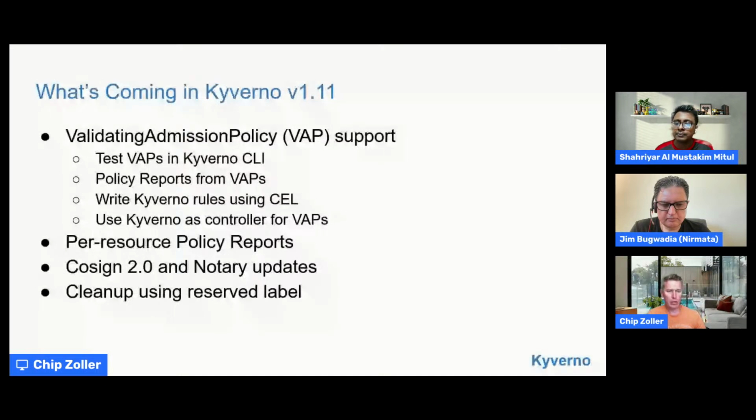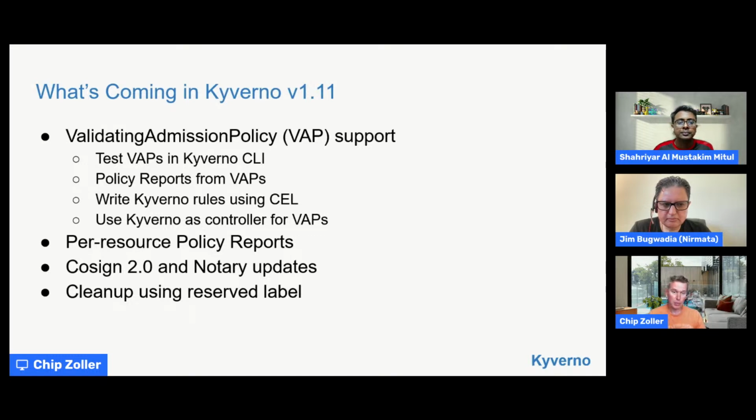The third thing that we're going to allow with this is the ability to write Kyverno rules natively using CEL. So CEL, as Jim showed, is the language that validating admission policies must be written in. If you'd like, you can also write Kyverno policies using CEL expressions. And the fourth point, which is kind of related to the previous one, is Kyverno will act as a controller to actually generate validating admission policies for you if they're written in CEL and if they're written in such a way as the API server can support them.